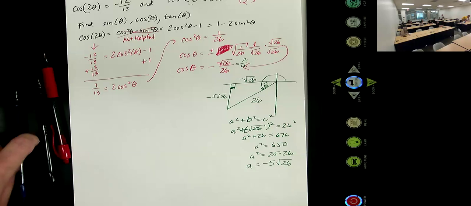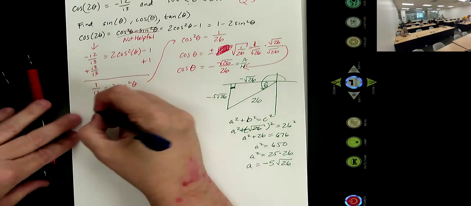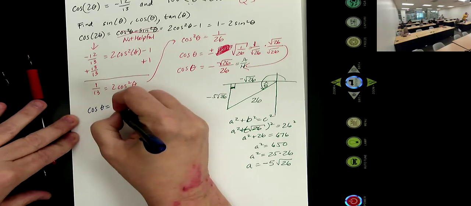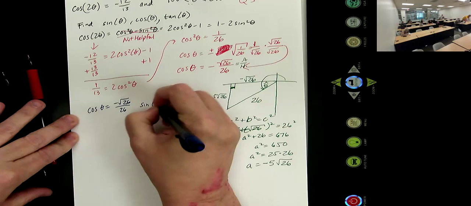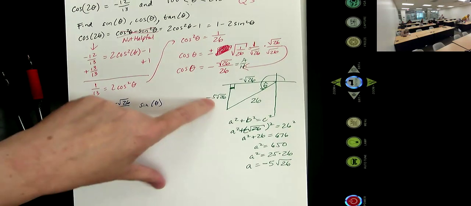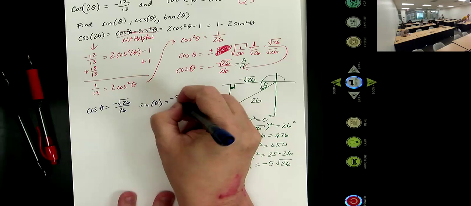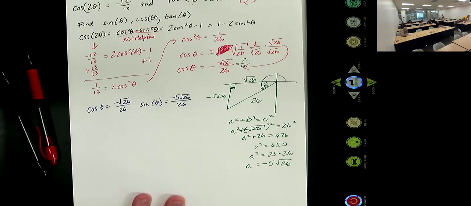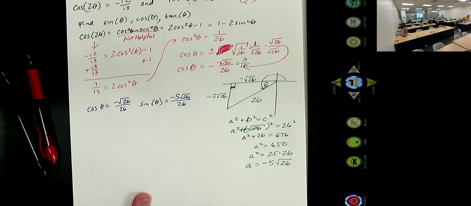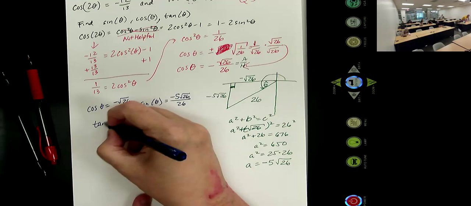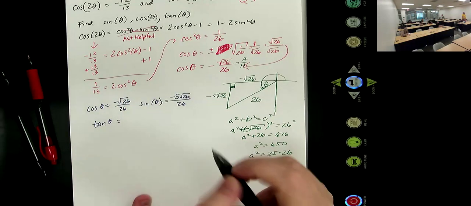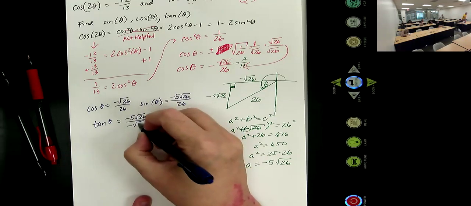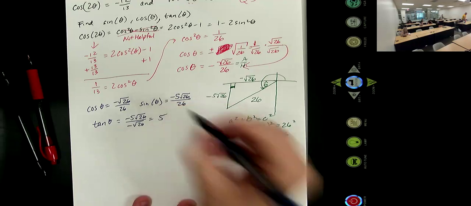So we've got cosine theta was negative root 26 over 26. Sine of theta, I can get from the picture now. Negative 5 root 26 over 26. And tangent is opposite over adjacent. It looks like 5.